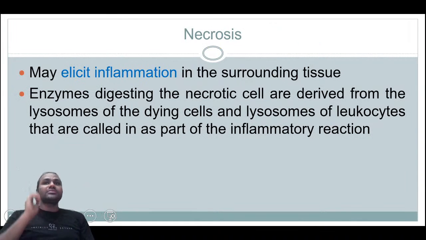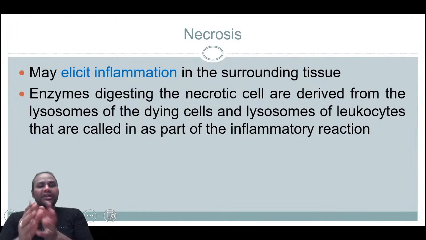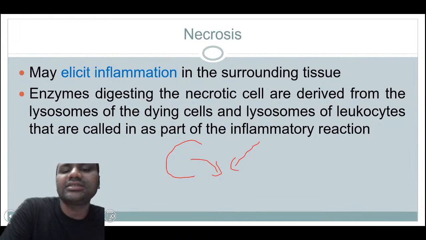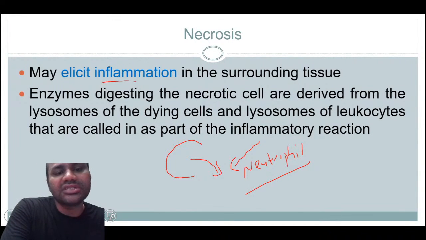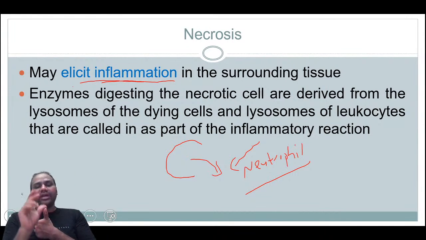Now in necrosis, the content of the cell is outside the cell, and enzymatic reactions are occurring. So obviously the body will start inflammatory reactions and recruit neutrophils and all. Neutrophils and macrophages will come to the party, and hence inflammation will increase in case of necrosis. So necrosis goes side by side with inflammation in the surrounding tissue. Remember, this is a very important point.